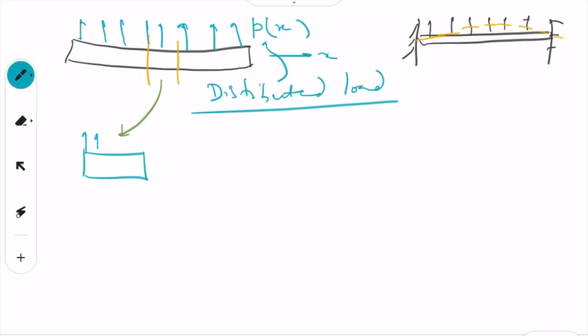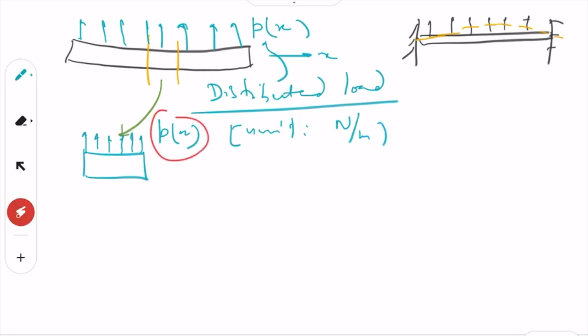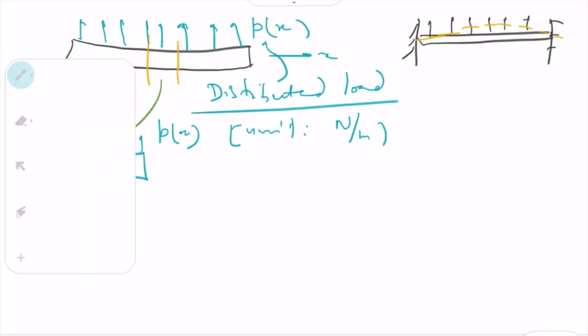The Px is there, the distributed load. So, this is Px. So, the unit of Px will be Newton per meter basically. So, this is distributed. Okay. And what all things will be there? This will also have some shear forces and bending moments.